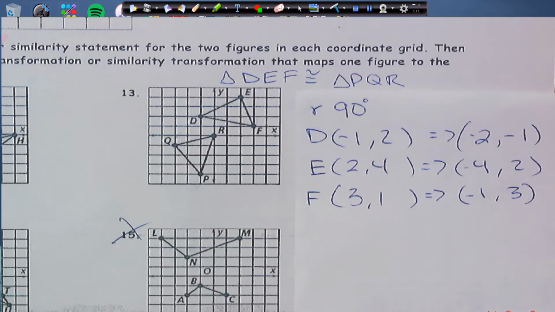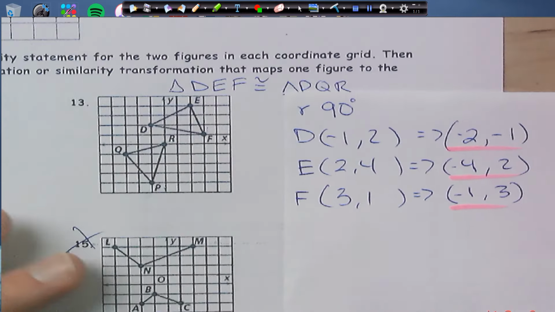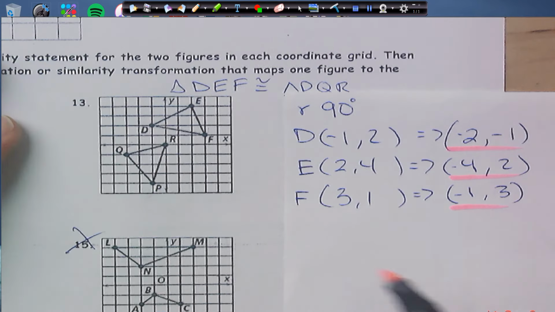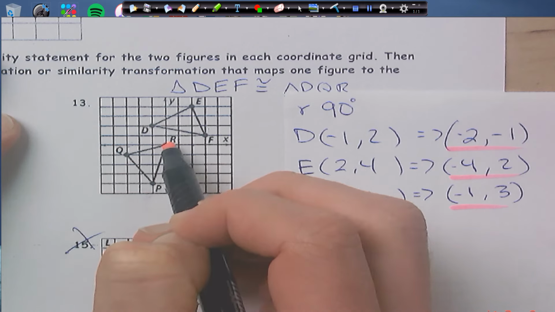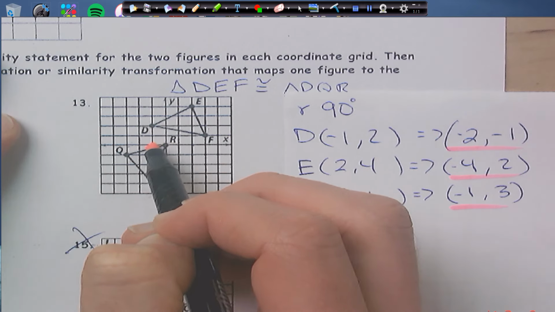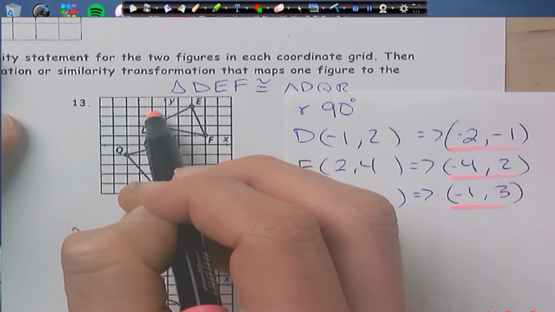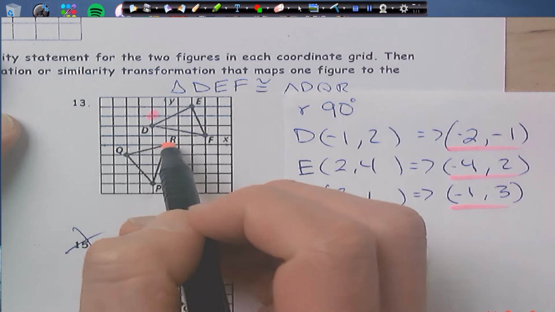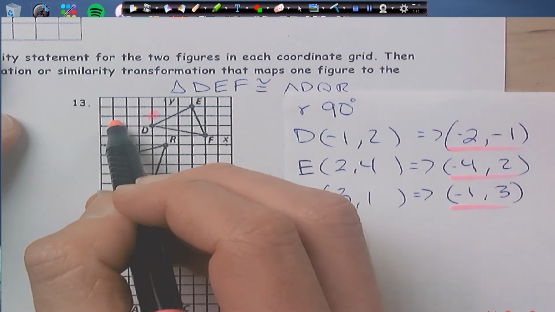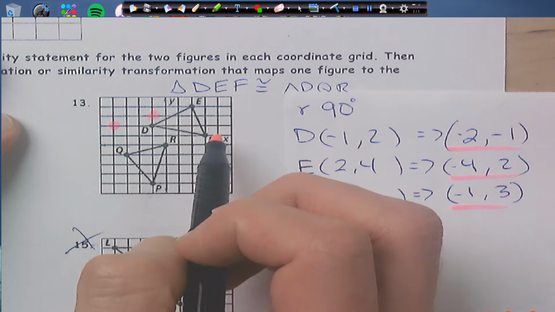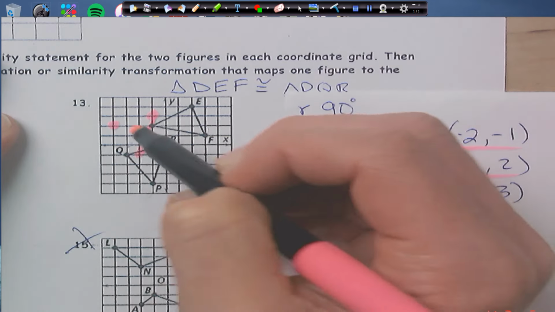Okay? I'm going to go ahead and find those locations with pink. And here we go. Let's see, negative 1, positive 3, 1, 2, 3, negative 4, positive 2, and negative 2, negative 1. Okay, so our shape looks like it's in good order.